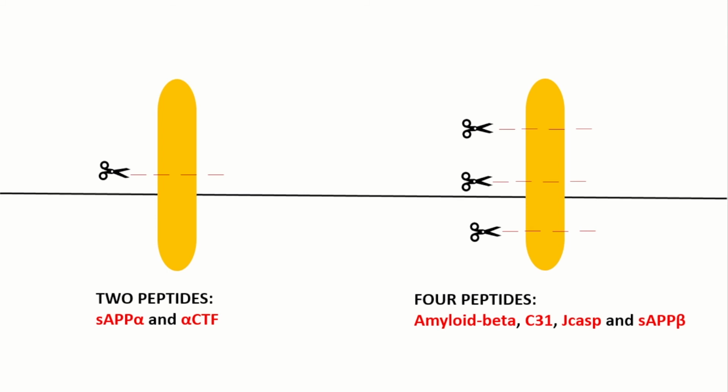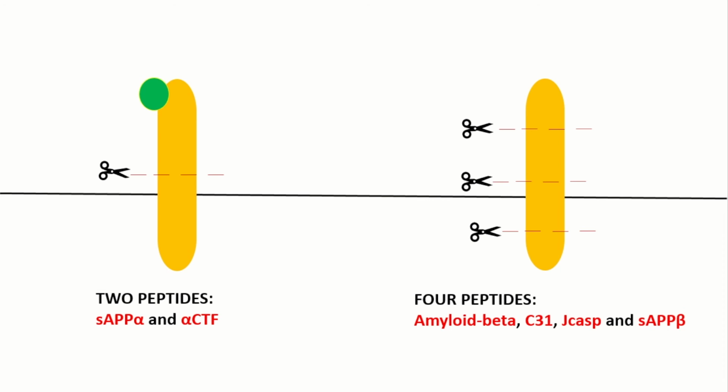Now, the APP can only be cut at one site in the presence of the neurotrophic factor, which leads us to the conclusion that it is the sAPP alpha and alpha CTF that cause the growth and maintenance signaling, and the 4 peptides, amyloid beta, C31, JCasp, and sAPP beta, that trigger neuron apoptosis.